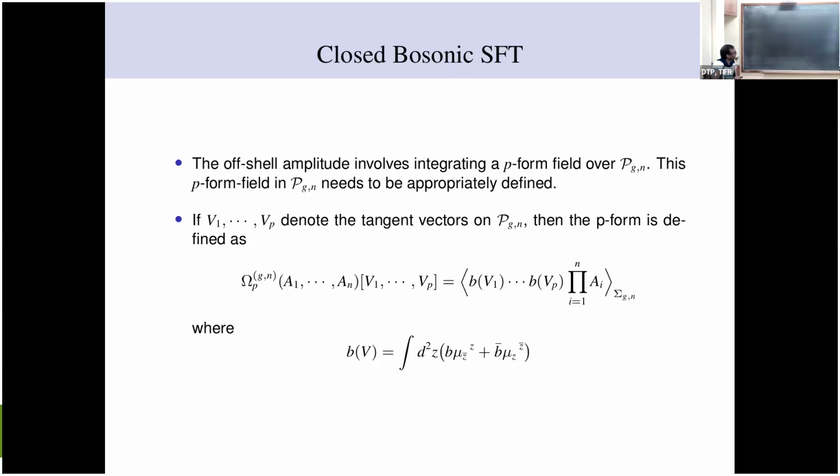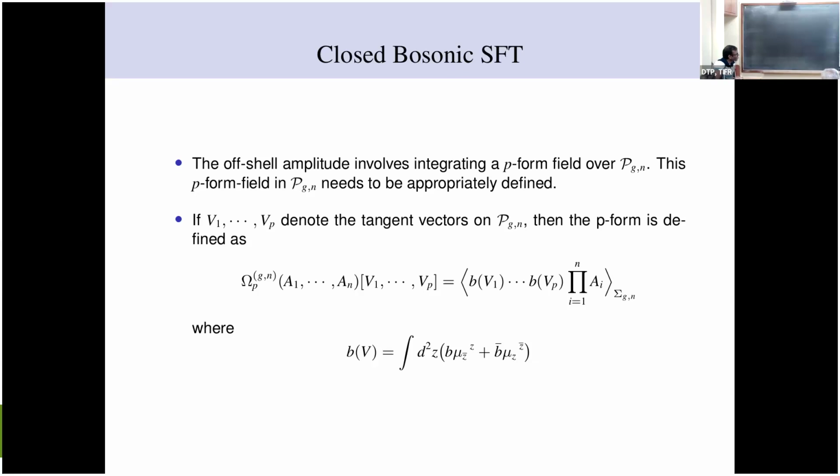So the contraction of this omega p with some arbitrary p tangent vectors is defined in this way. This is the correlator, where this b is constructed in terms of this Beltrami differential. This b and b bar are your bc ghost fields. This Ai are the insertions. They depend on which coordinate system you are inserting in. And this is computed on this genus G Riemann surface.